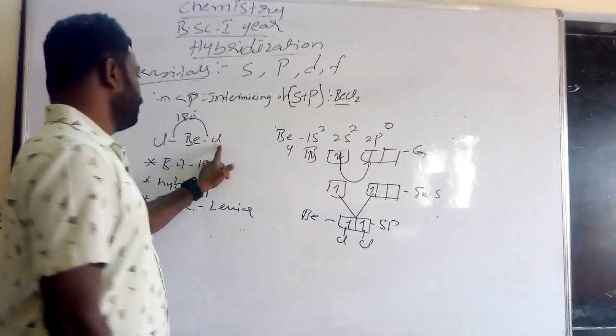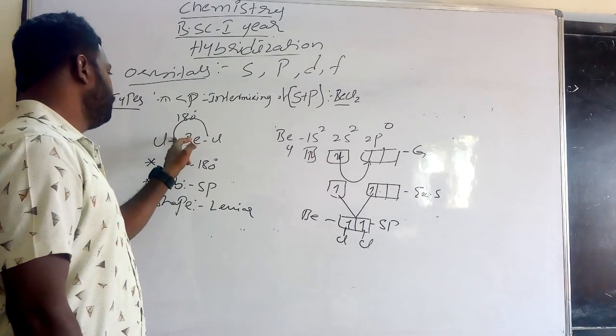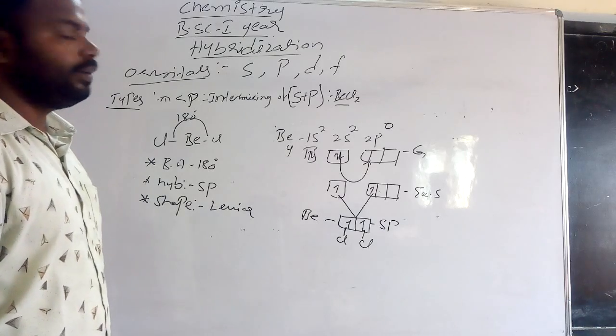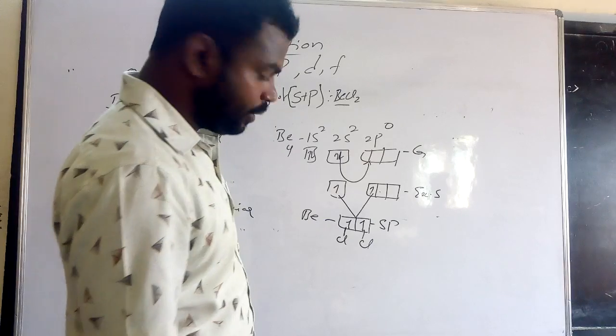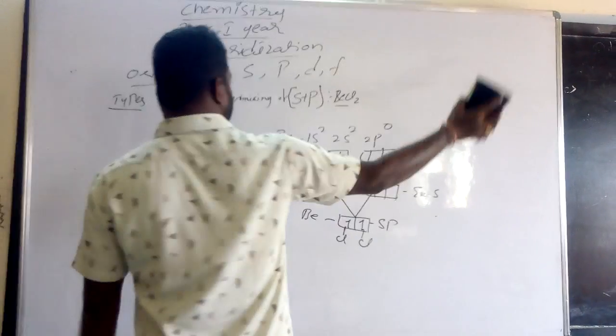So beryllium chloride: beryllium in between the chlorines. The bond angle between the two chlorines is 180 degrees, hybridization is sp, and the shape of the molecule is linear. This is the sp hybridization.